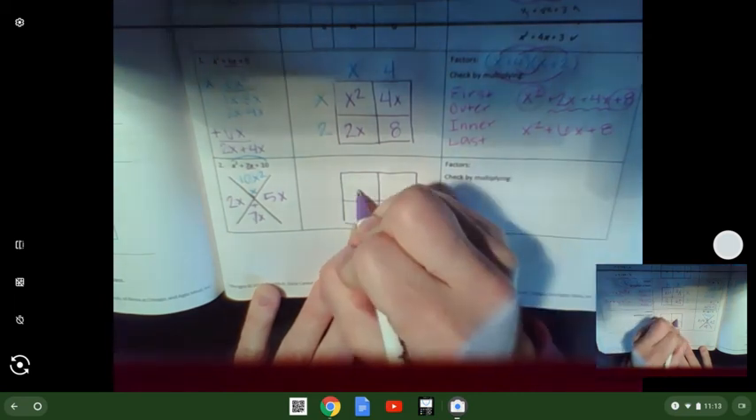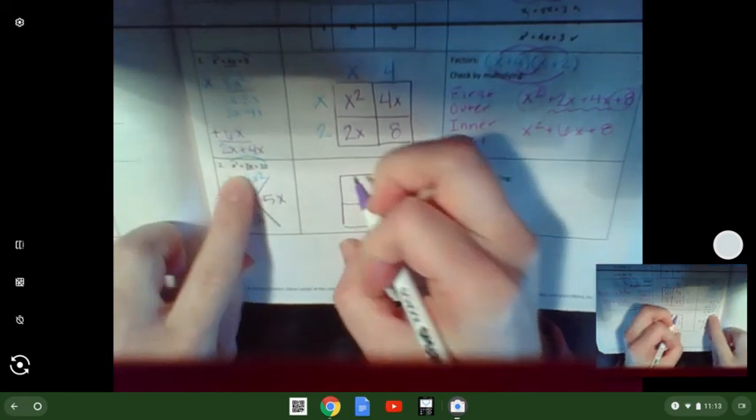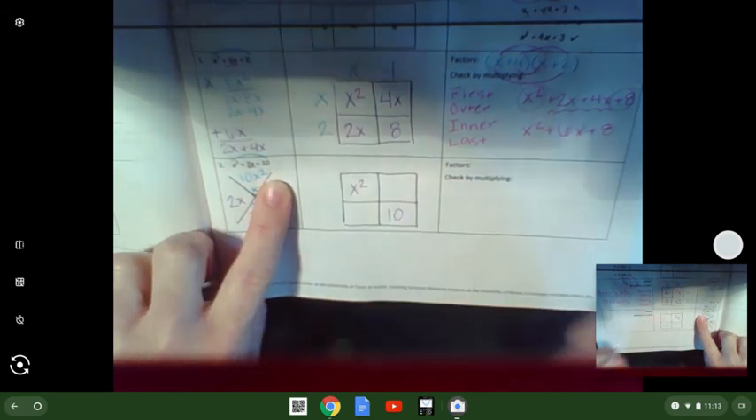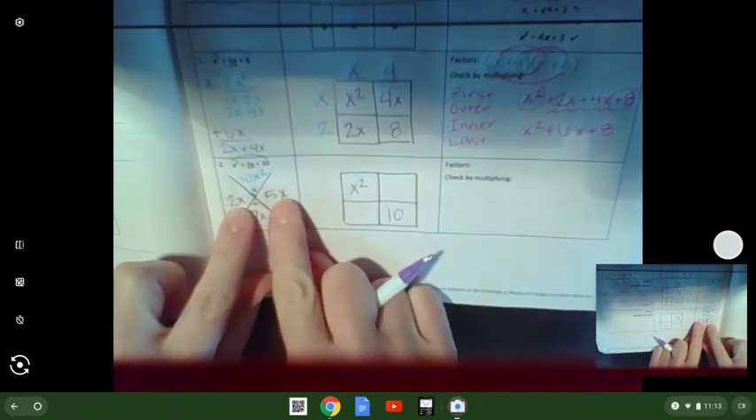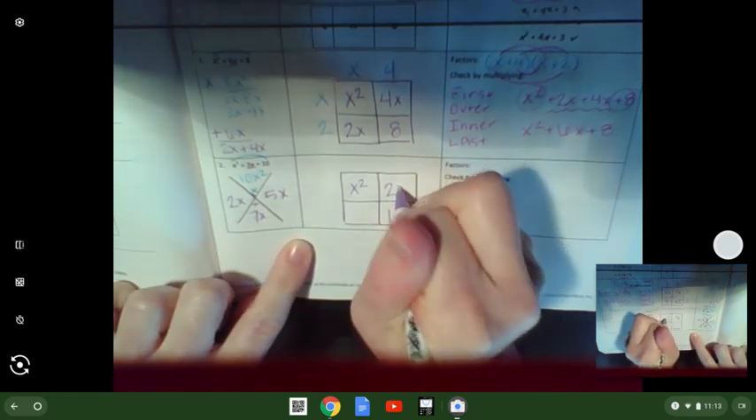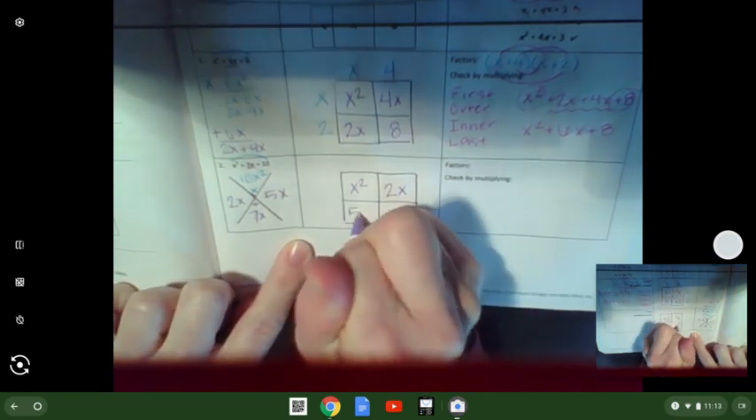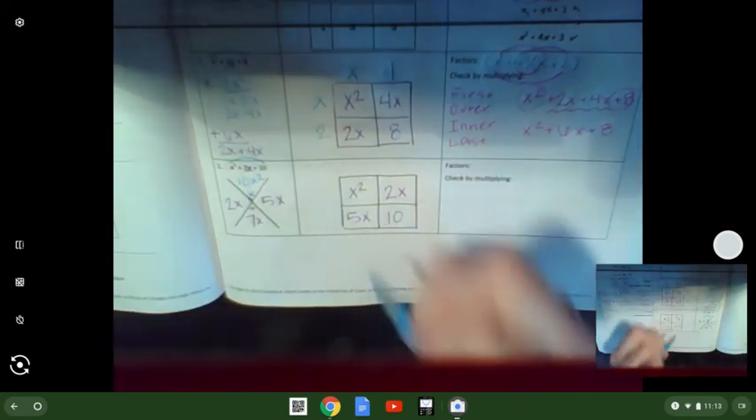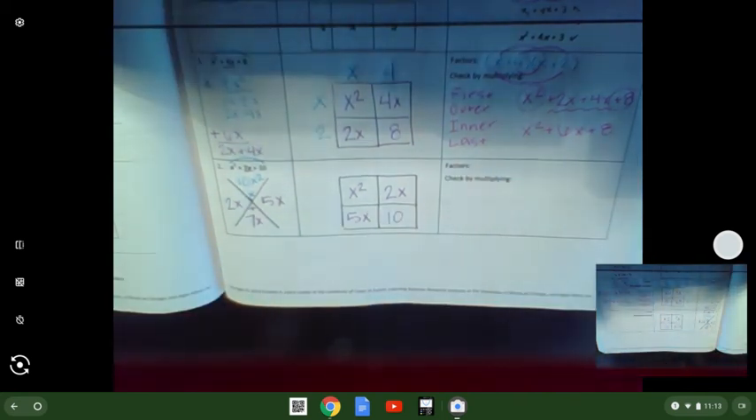Top left is going to be our x squared term, connected by the rainbow, and bottom right, our constant term. And the two on the diagonal are two chosen terms right here. Any way you want to put them, it doesn't matter which one goes where, 2x and 5x. And then we are going to work our way through every column and row and answer the question, what do they have in common? In other words, what are their GCFs?